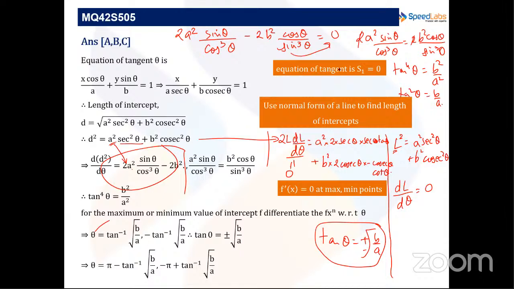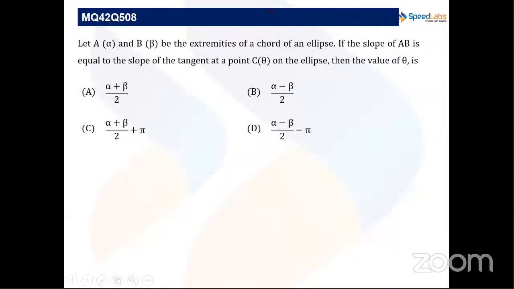Moving on to our next question. Let A alpha and B beta be the extremities of a chord of the ellipse. If the slope of AB is equal to the slope of the tangent at the point C theta on the ellipse, then the value of theta is.